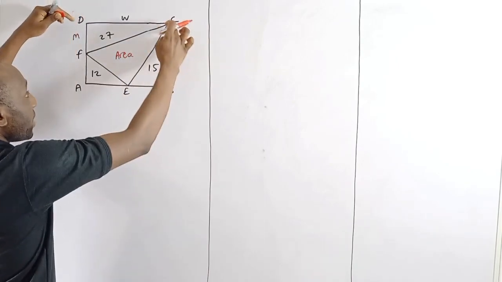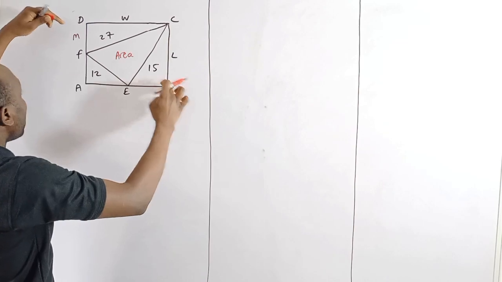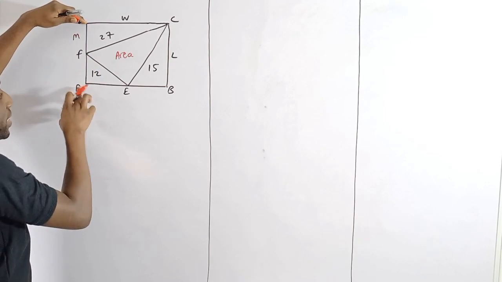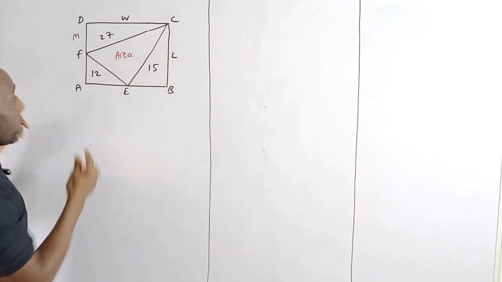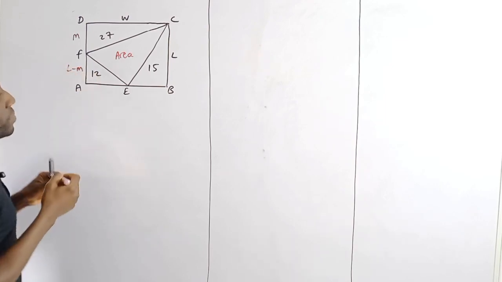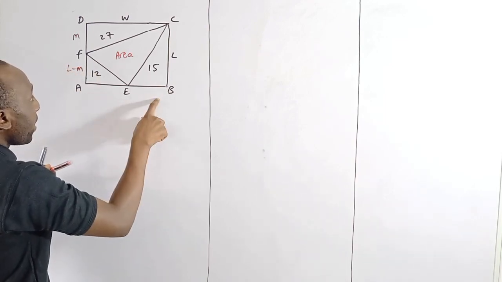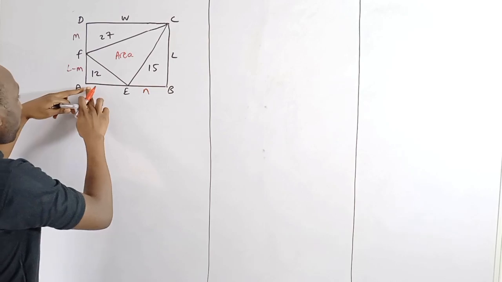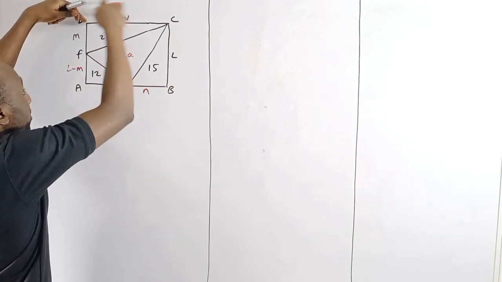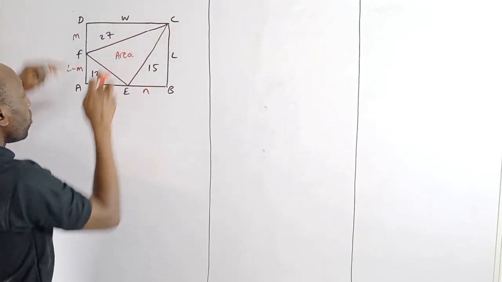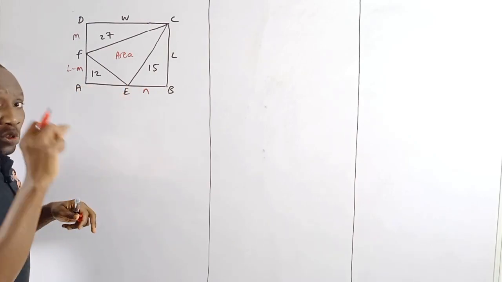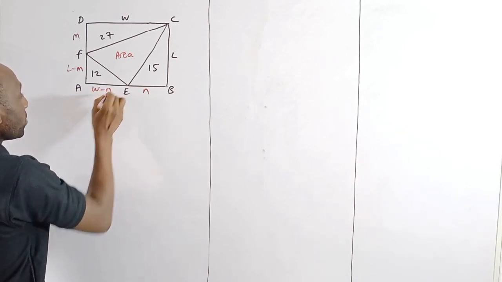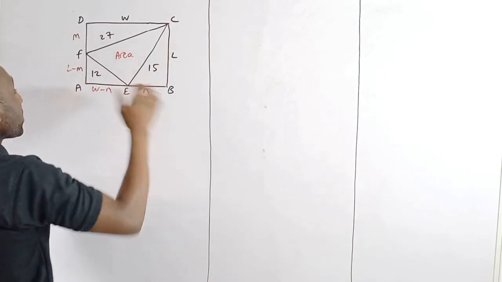So if this side is L from here to here, from C to B, and I've already said let D to F be M, what about F to A? It will be L minus M. So I'll write here L minus M. And let's do the same thing here as well. Let's call this side N. So what about from A to E? If from D to C is the width W, then from here to here will be W minus N. So we have all the respective sides now.